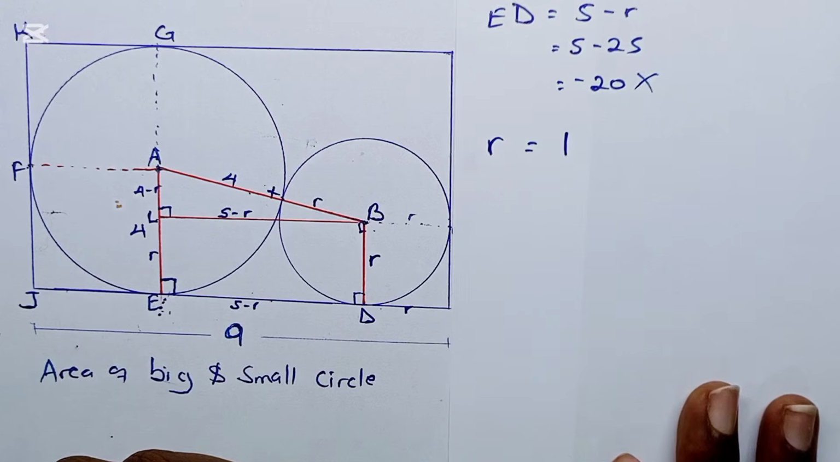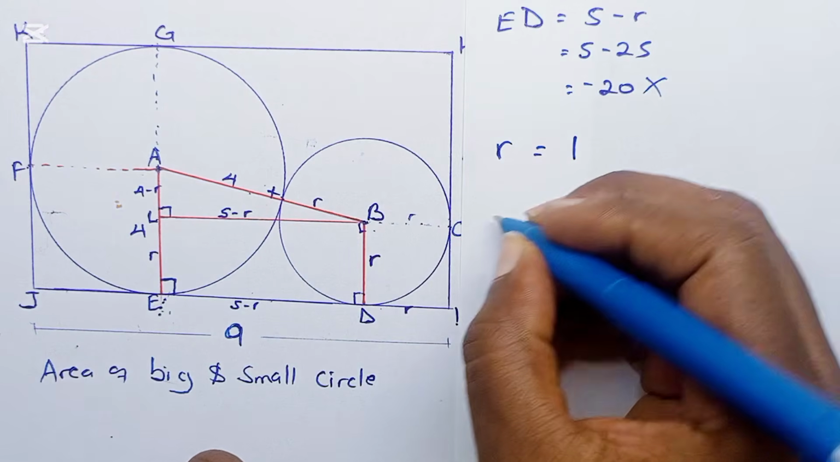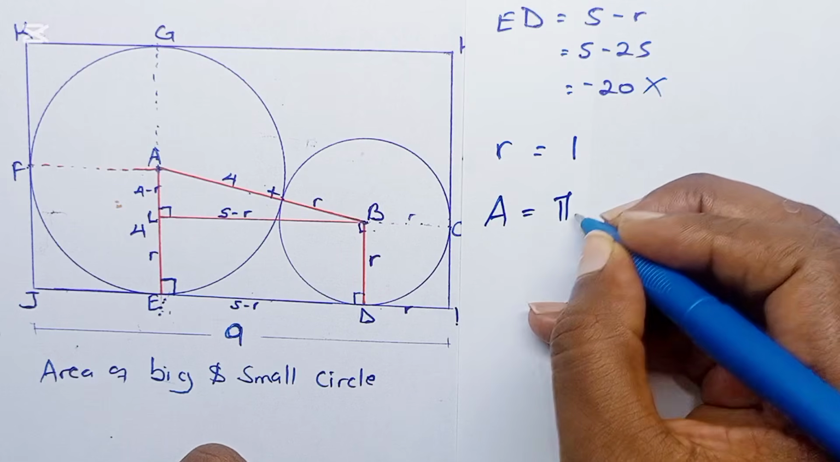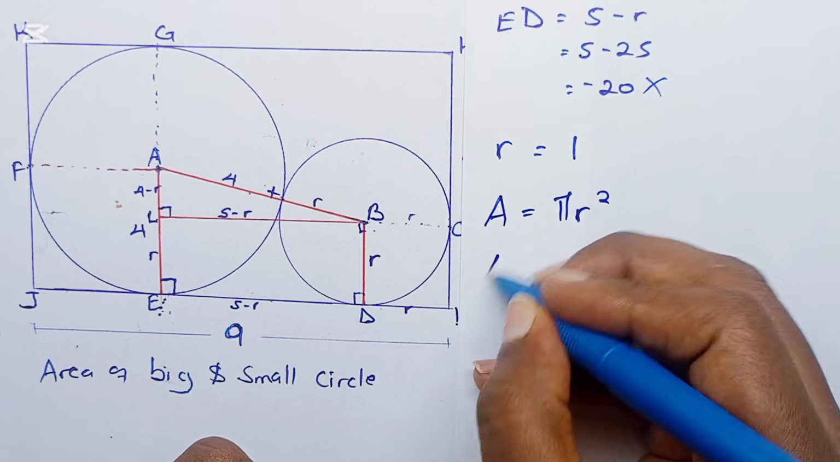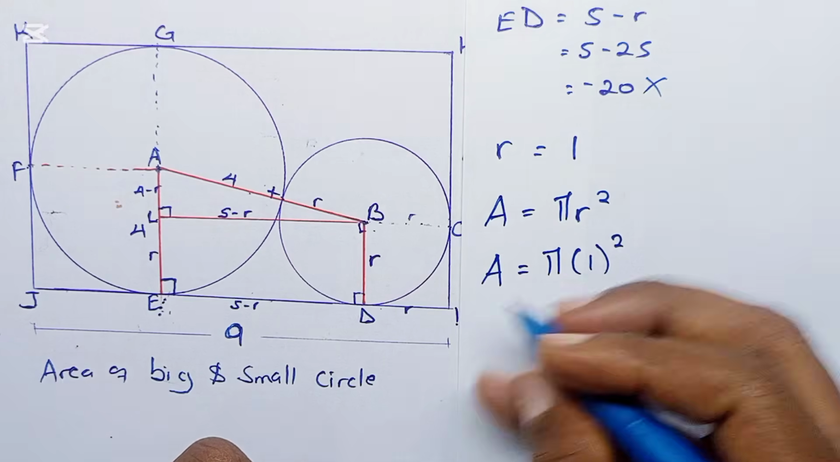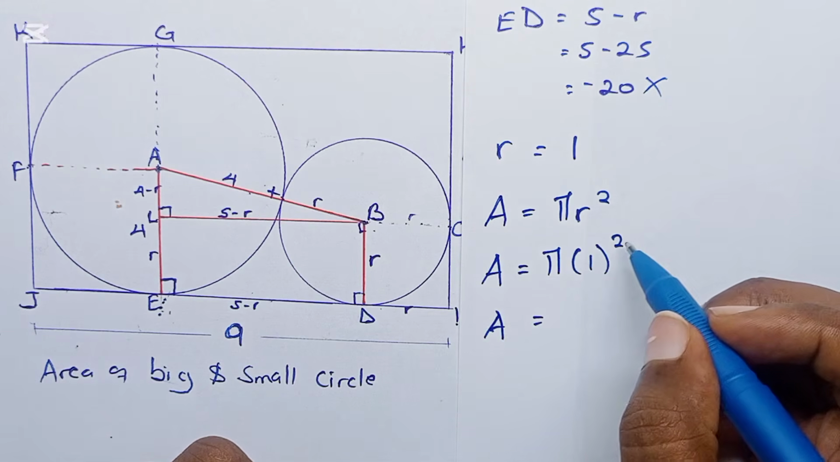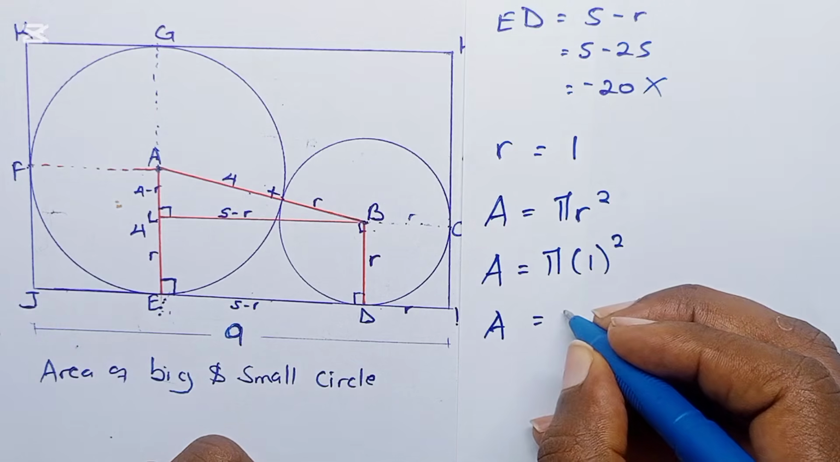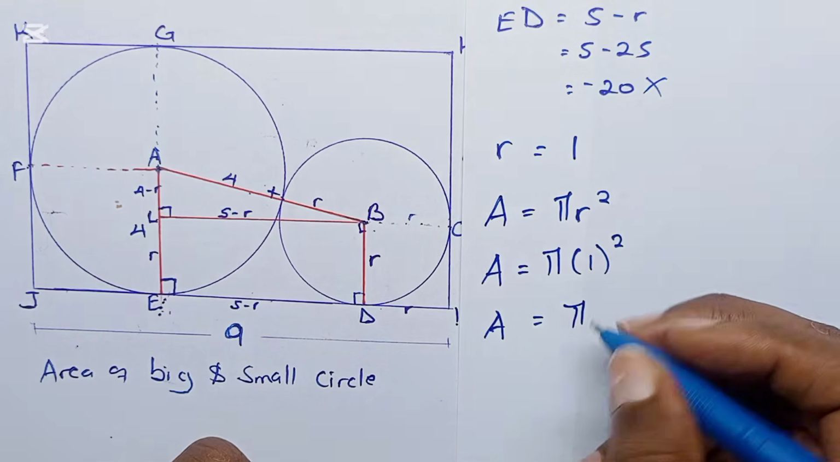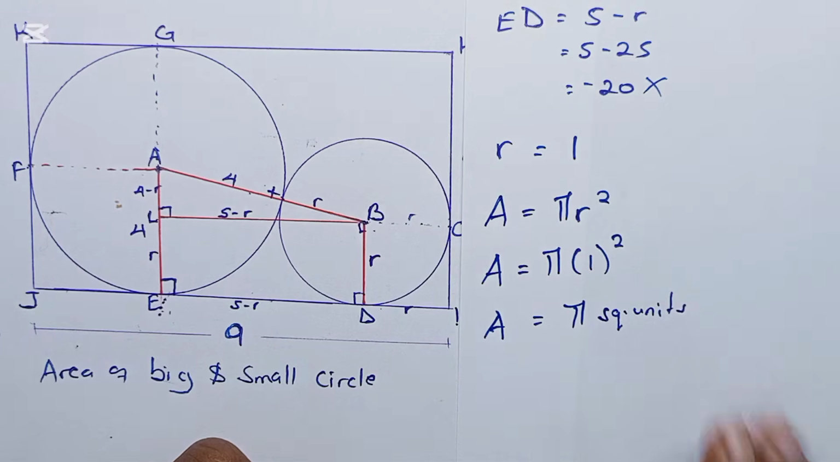Now that we've found the radius of the small circle, we can now find its area. Area is equal to pi r squared. So area is pi times radius 1, so 1 squared, and therefore this is equal to pi. 1 squared is 1. So we shall just have 1 times pi is pi. So area is pi square units.